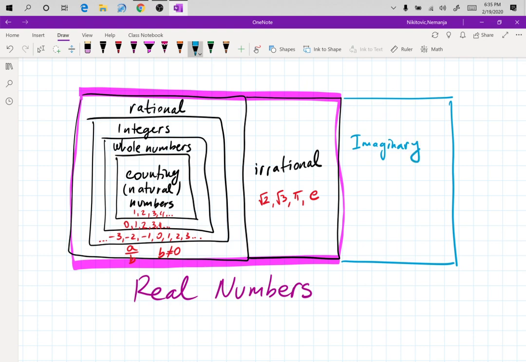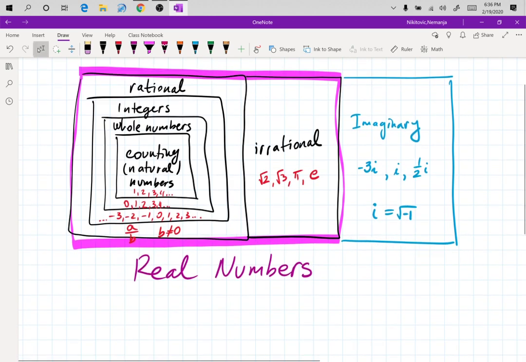Imaginary, let's give an example of 3i, or just i, or 1/2 i. You can have a negative. Let's start with negative 3i. And this i is defined as the square root of -1. This is all from intermediate algebra.